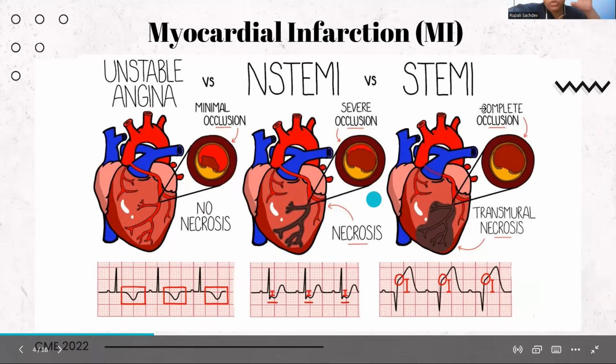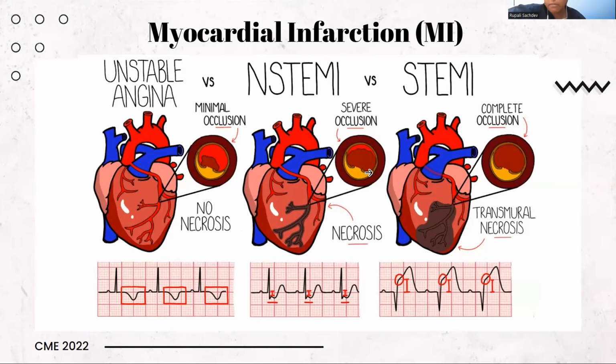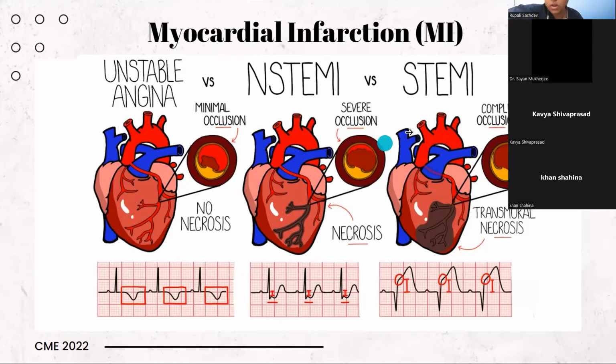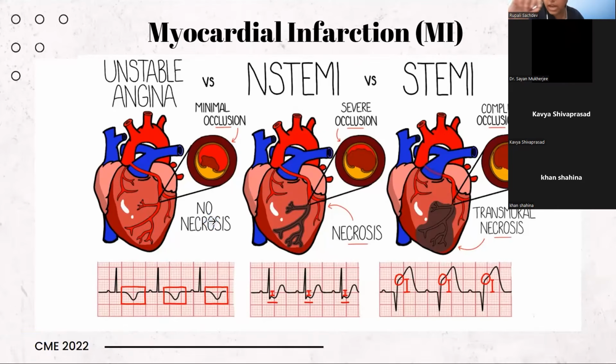That means the cells have started dying, and it isn't complete. It is a severe occlusion, but it isn't transmural. That means the entire thickness of the heart wall is not included. It's only some part of it. Whereas in an unstable angina, there is no necrosis. It's a minimal occlusion. So that is what the types are, and that is why it's important.